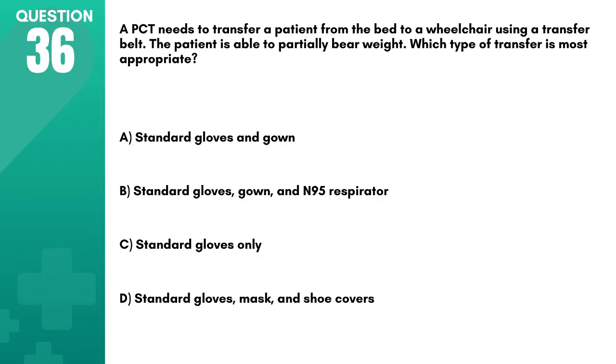Question 36. A PCT needs to transfer a patient from the bed to a wheelchair using a transfer belt. The patient is able to partially bear weight. Which type of transfer is most appropriate? A. Full lift transfer using a mechanical lift. B. Sliding board transfer. C. Two-person carry. D. Stand pivot transfer using the belt.